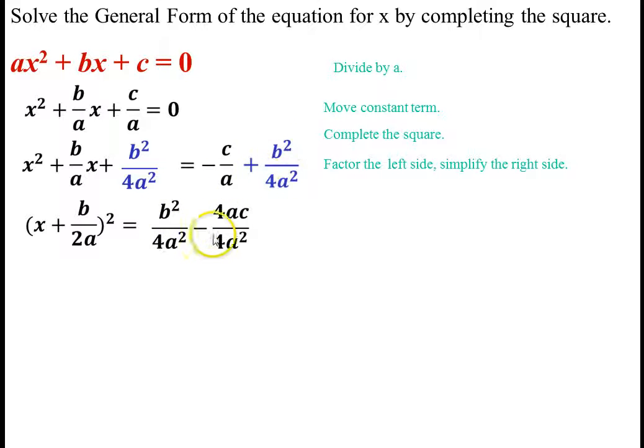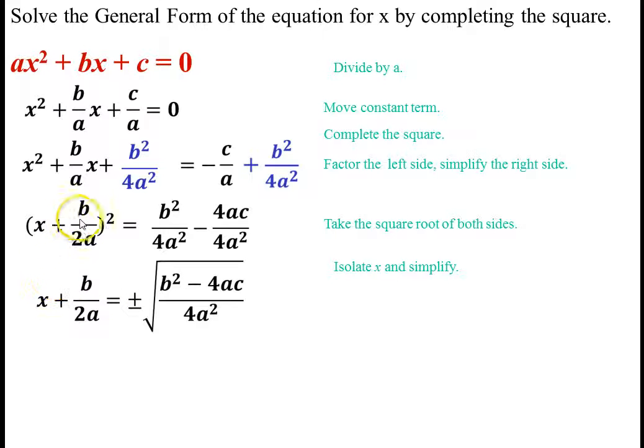That's this blue term. Subtract. Multiply the numerator by 4a and I get 4ac. Multiply my denominator by 4a and I get 4a squared. I now have a common denominator here, so I can combine those two terms. I can subtract these fractions to simplify. I'm going to take the square root of both sides of this equation now, isolate the variable x, and get rid of that exponent 2. At the same time, I'm going to combine these two fractions. So it looks like this.